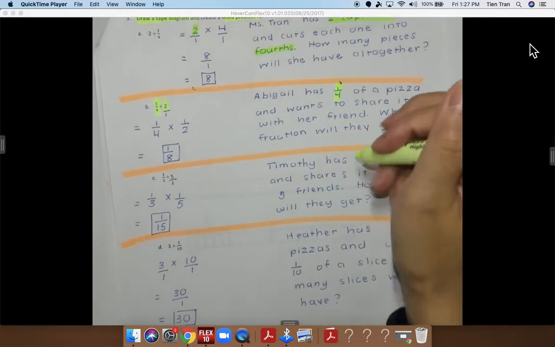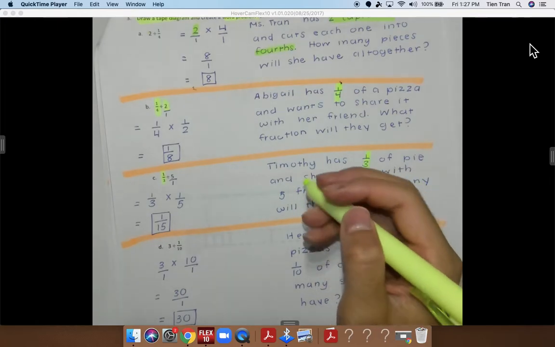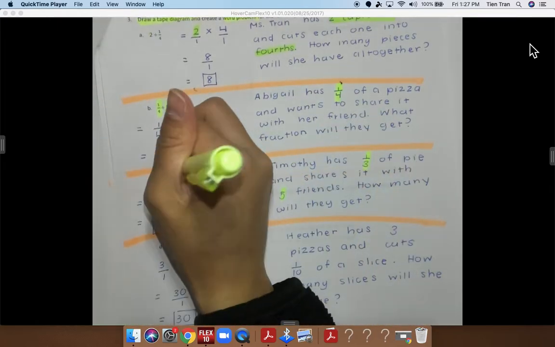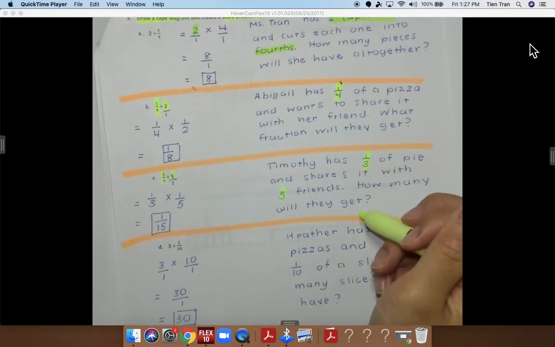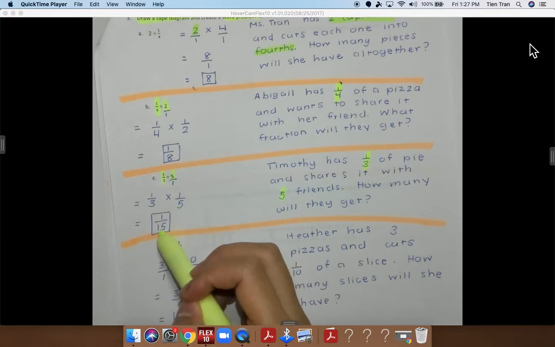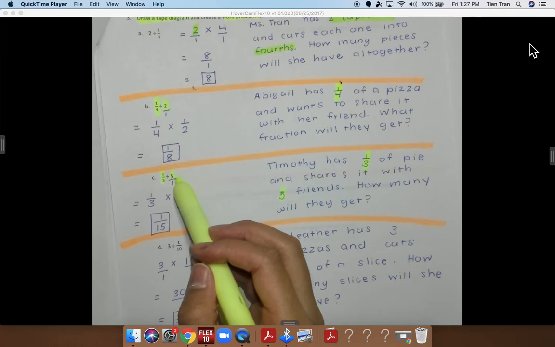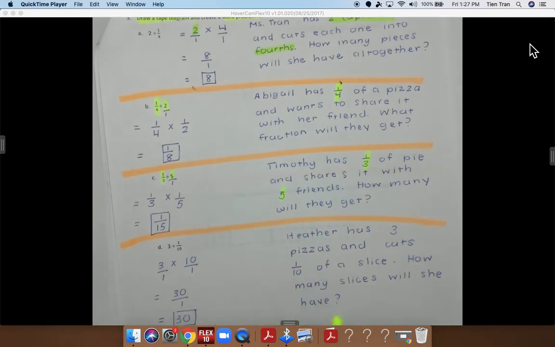And for problem C, I have 1/3 divided by 5. I wrote Timothy has 1/3 of pie, which is where I got that from, and shares it with 5 friends because there's a number 5. How many will they get? And I multiplied 1 times 1 is 1, 3 times 5 is 15. I flipped the division sign to a multiplication sign. 5 over 1 changes to 1/5.